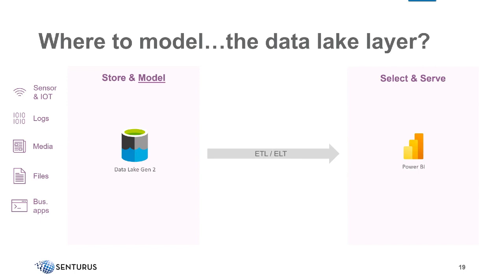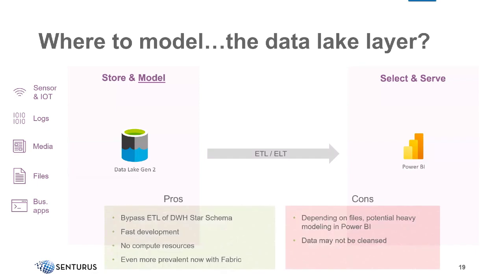And for those of you who have been kicking the tires on Fabric, that is their whole foundation piece, which they've now renamed OneLake. They've added things on top of that. Parquet files really make this the point here. So again, the pros: you're bypassing the ETL of a data warehouse schema. Fast development. Since I'm bypassing star schemas and the data warehouse, I don't have to wait for the data engineers to get that data out of the data lake and put it in the data warehouse and then have Power BI go against it.